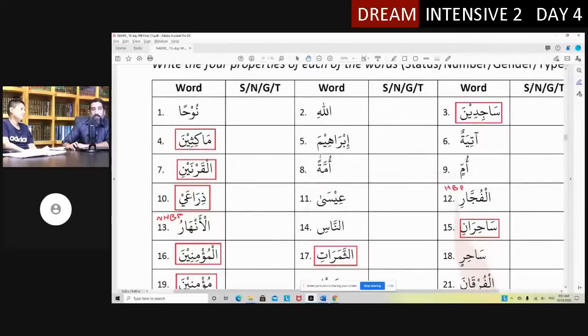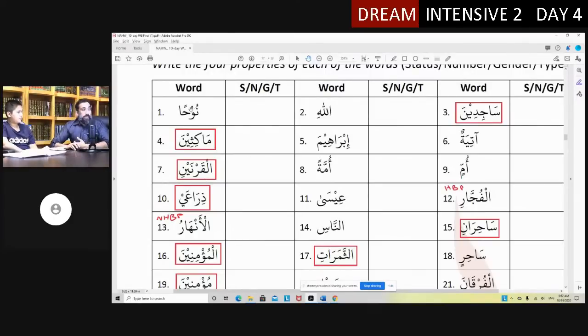One thing you can do, because you know status, number, gender go together, and then type is kind of a separate little thing, is when you have a quiz or an exam like this, you could say, you know what, let me just deal with type and get that out of the way for all of them, and then I'll come back and look at status, number, gender. Right? You could do that too. That saves a lot of time.